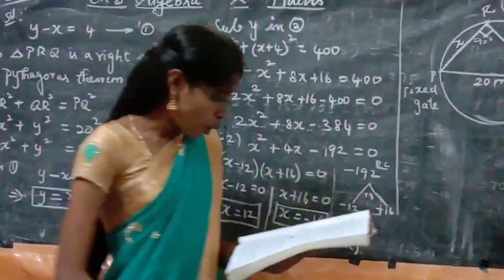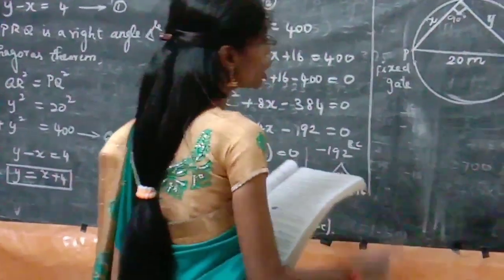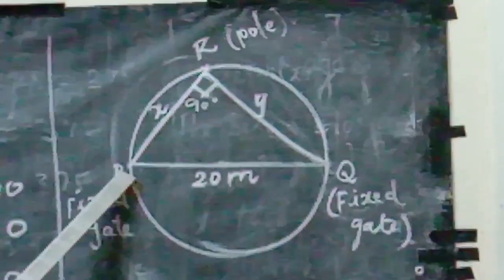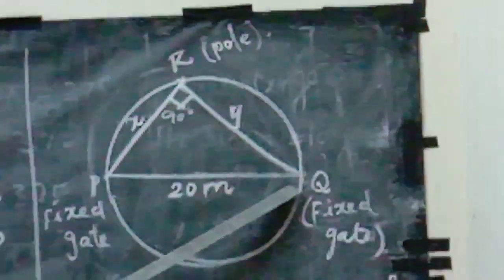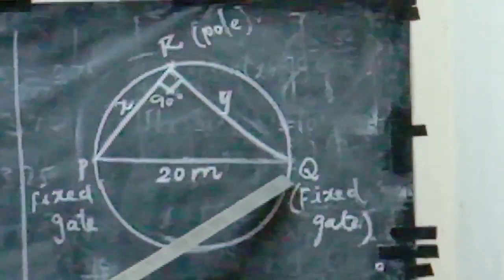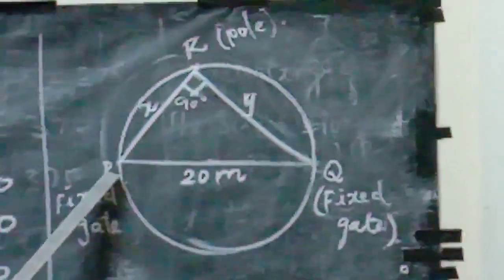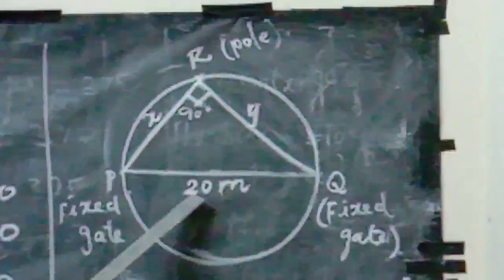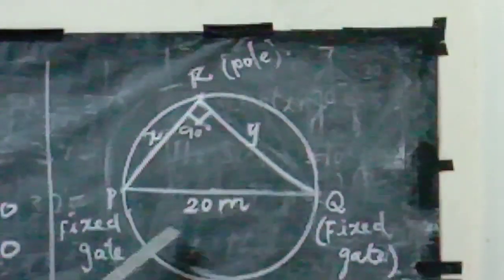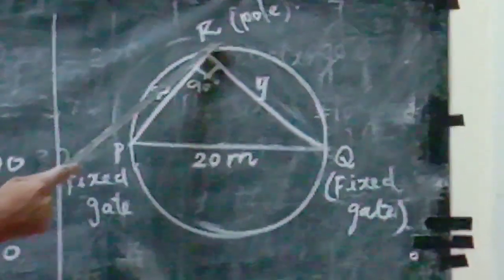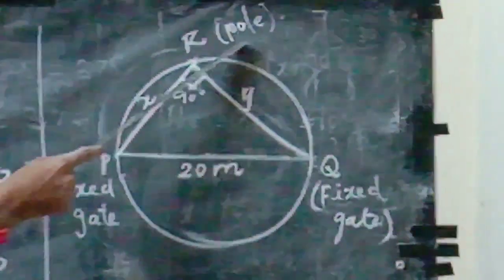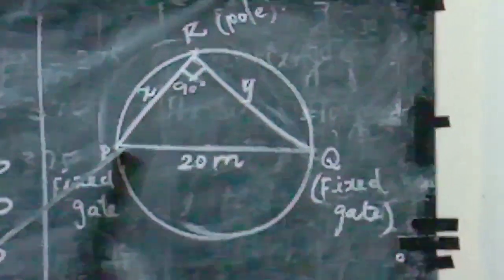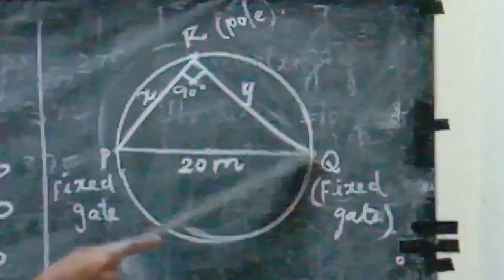See, a pole has to be erected at a point in the boundary of a circular ground. This is a circular ground. We need to point out 2 points on the circle which should be diametrically opposite, which means it should be the highest distance. This is one gate P and another gate Q, which is given as 20 meter diameter. Okay, so we need to erect somewhere in this ground, that is R. Okay, this is the pole. So it is possible. Now we need to find out what is the distance of the pole from P and what is the distance of the pole from Q.